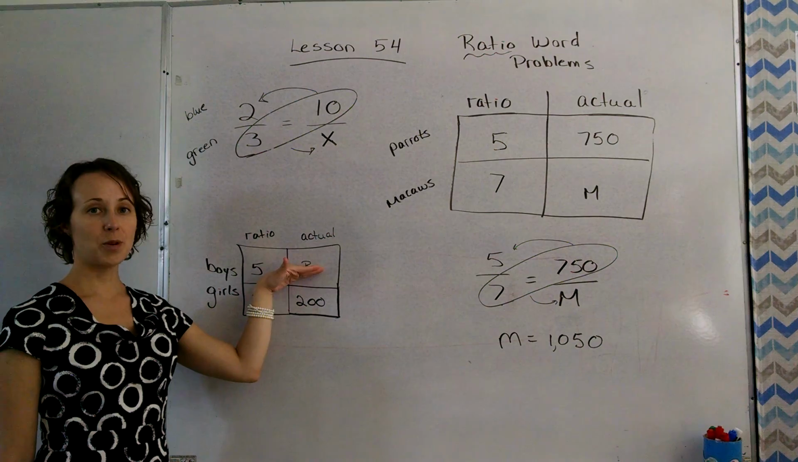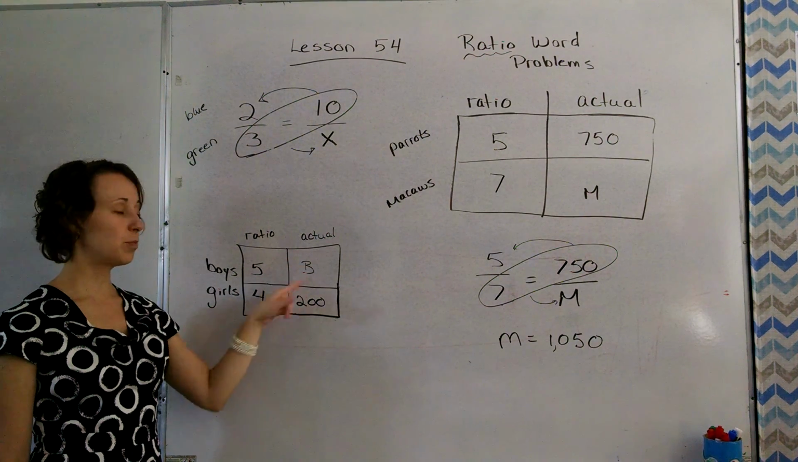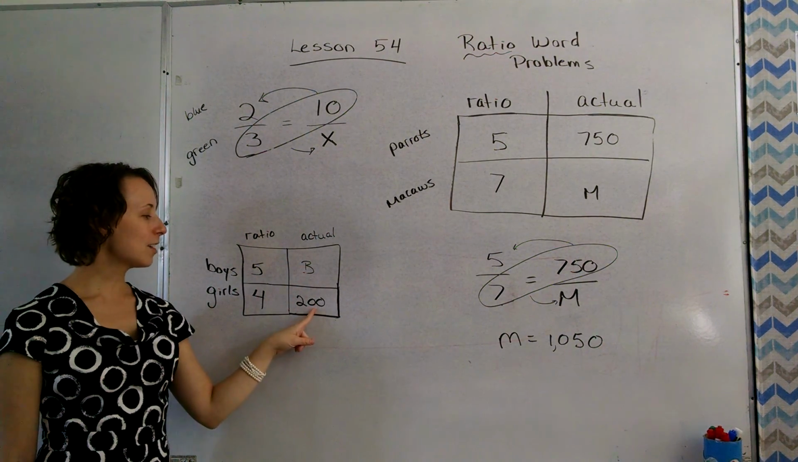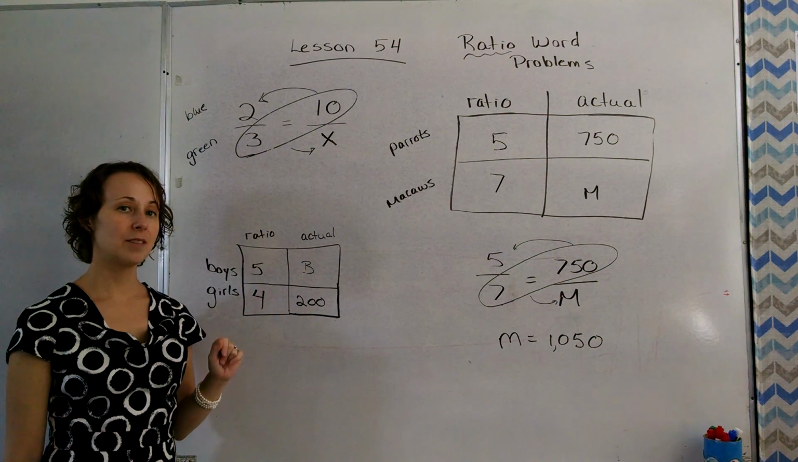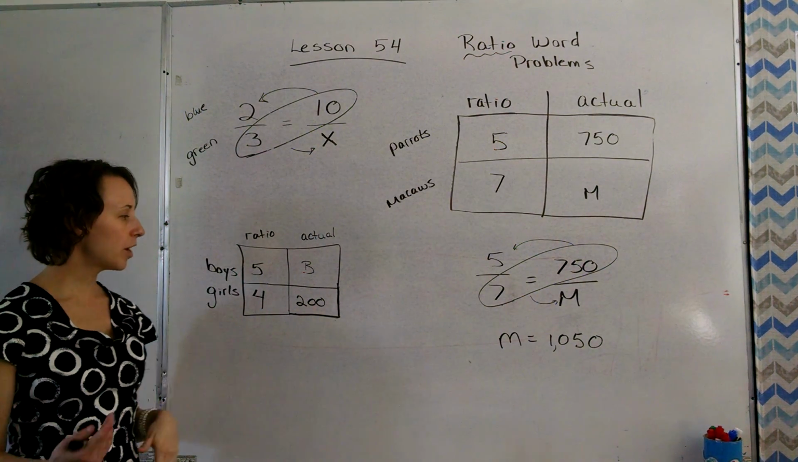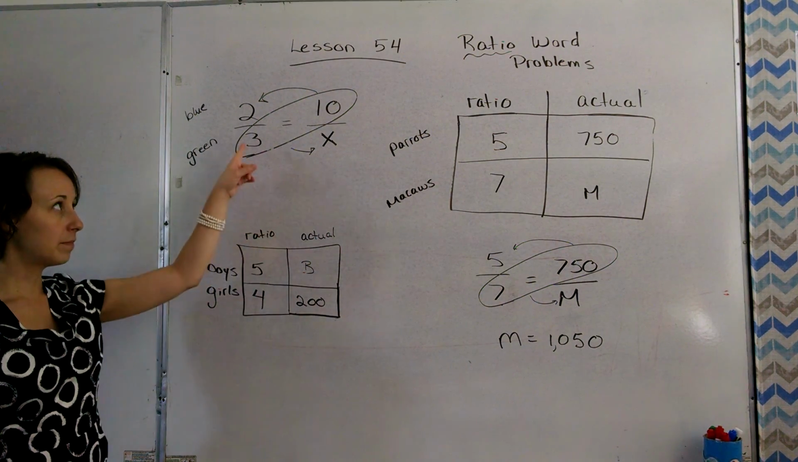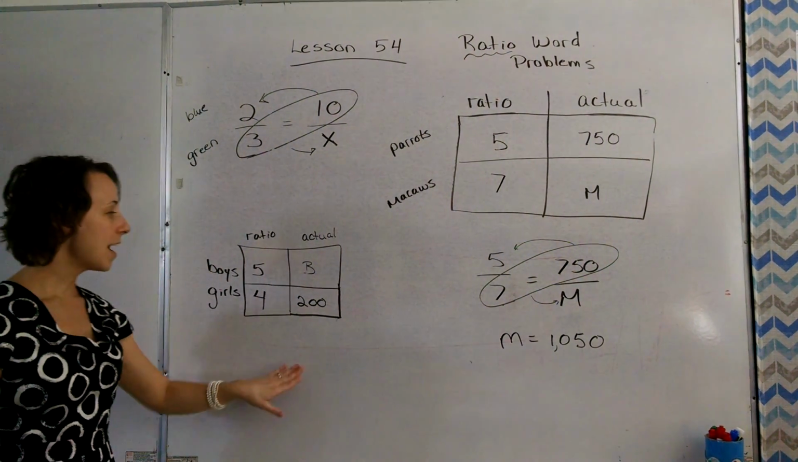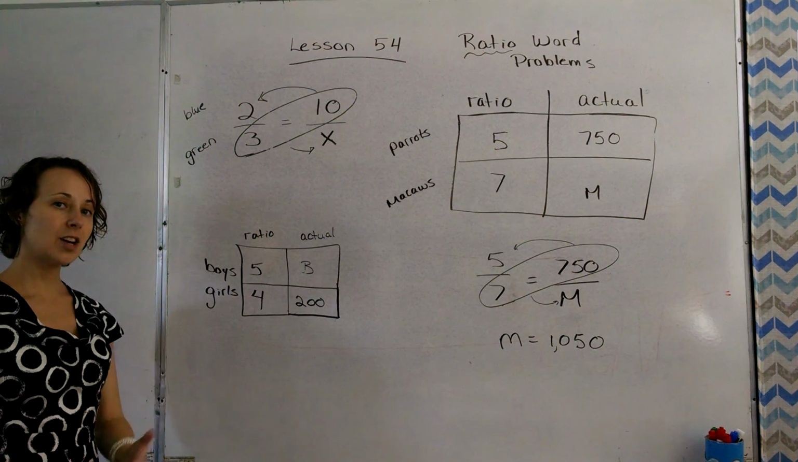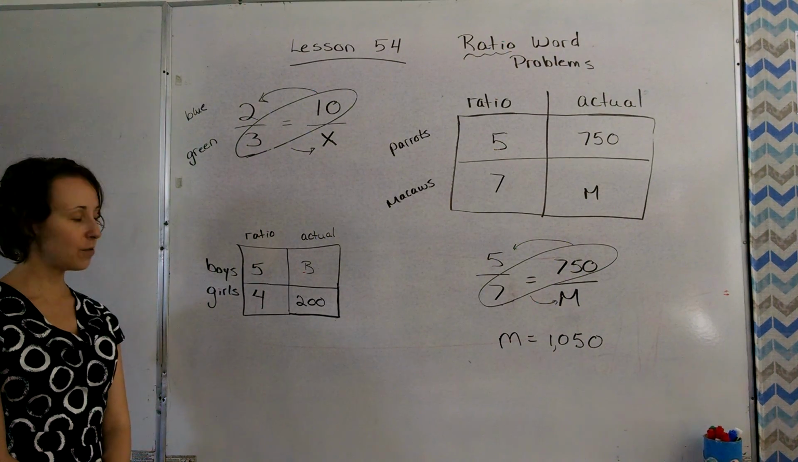The actual number of boys, we don't know. I just put a B in there for boys. The actual number of girls is 200. Take a moment and work ahead of me. Using this information, set up your problem, much like this or like that, and solve how many boys are in the class. Pause the video, come back when you're done.